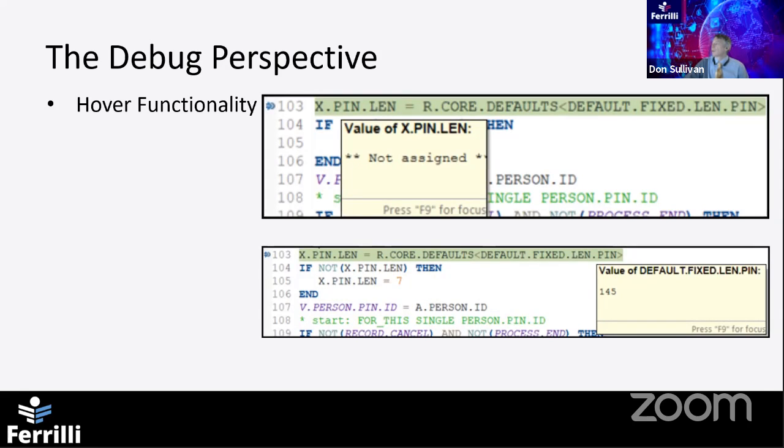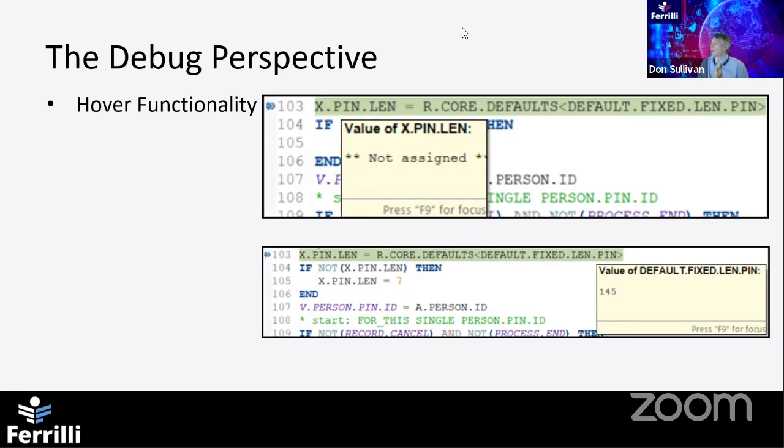And this is the hover functionality. As you can see here, you can hover over any variable, even if you haven't defined it in the variable view configuration, and you can still see its value. So when we're hovered over the XPIN length here, you can see that there's nothing assigned here because it hasn't started yet. So it's still at that point. But if we hover over that default fixed length pin, you can see that that is a variable that's been defined, that's come into the process. So it's at 145 right now.